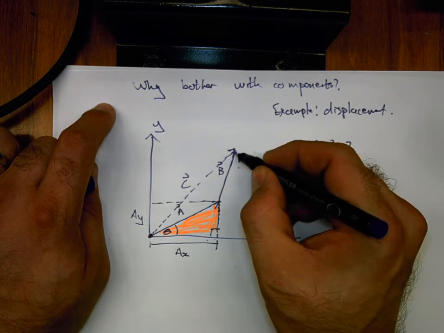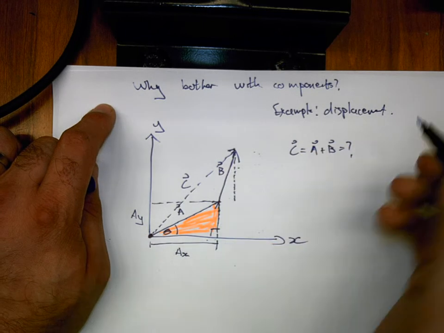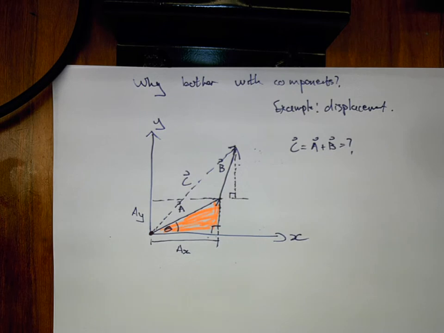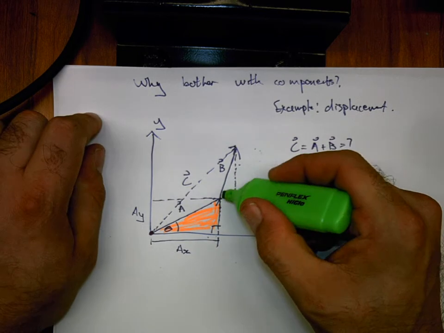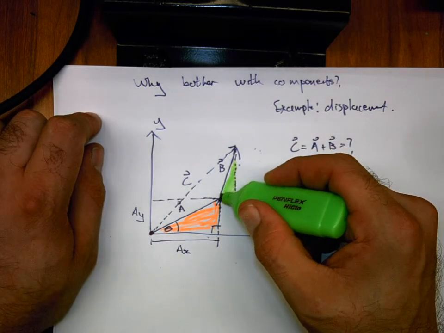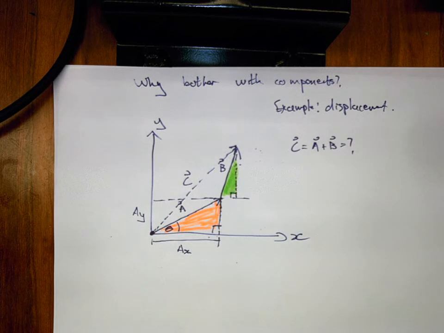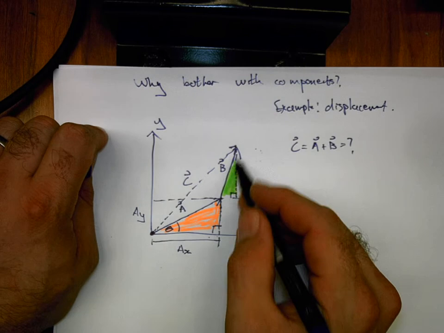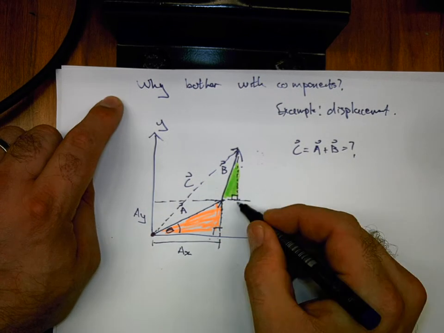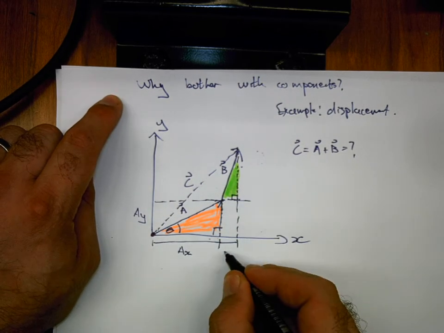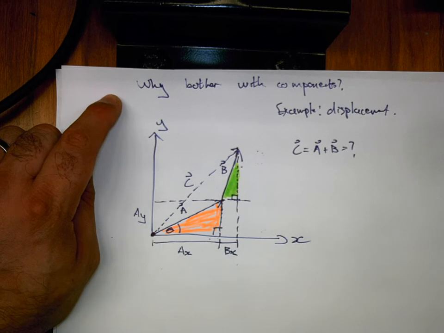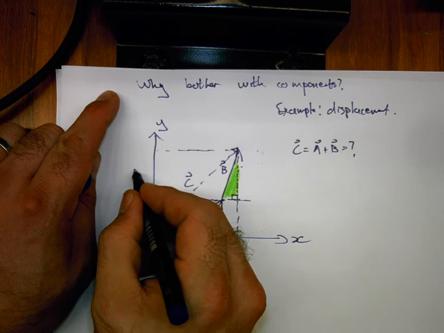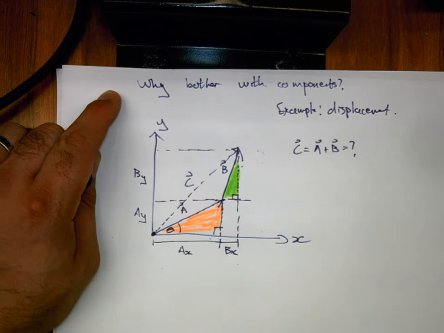Let's do the same with vector B. Let's drop a line to form a right triangle. So now I will be looking at this triangle over there. If I want to figure out vector B, it is that much along the x-axis. Let's just call it Bx. And it is that much along the y-axis. Let's call that By.